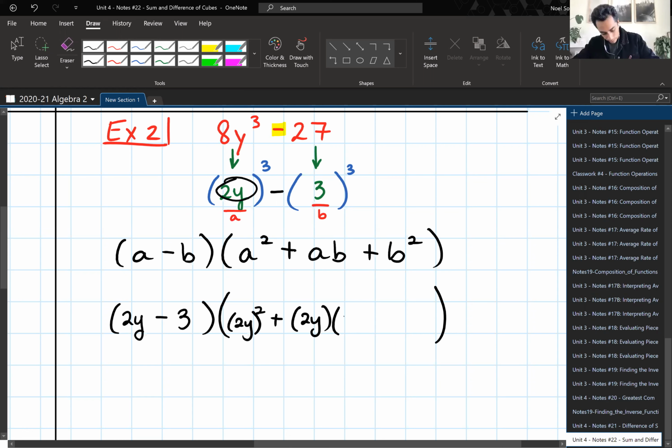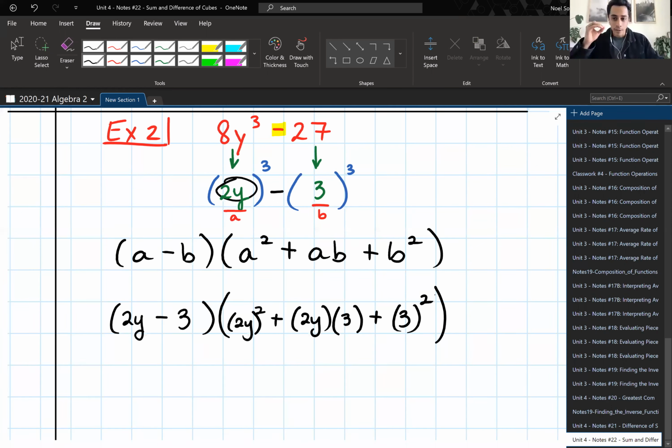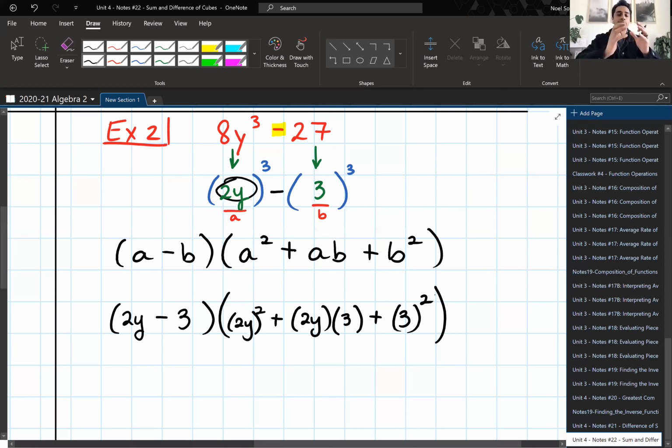So A is 2y, B is 3. So I know that that's going to be the product of A times B. And then lastly, it's going to be B squared, and B is just 3. So we take 3 and we square it. I know some of you don't do this, and then it shows up later on. Use those parentheses. Use the extra set of parentheses to indicate that the term 2y, the whole thing, is getting squared.